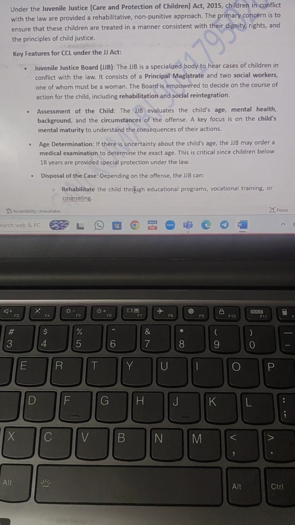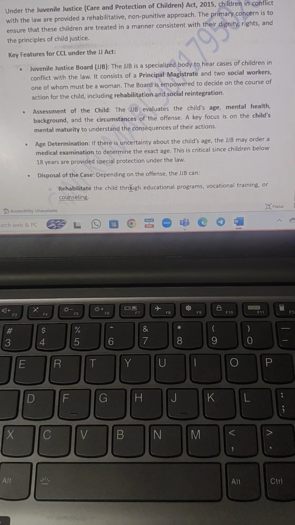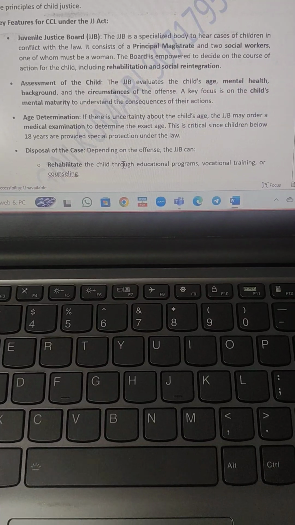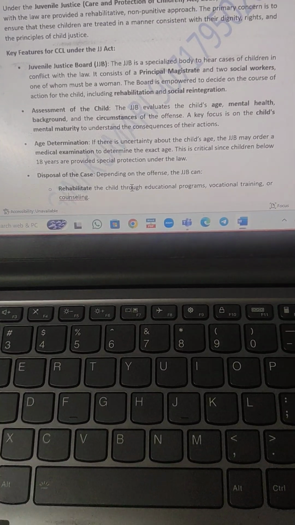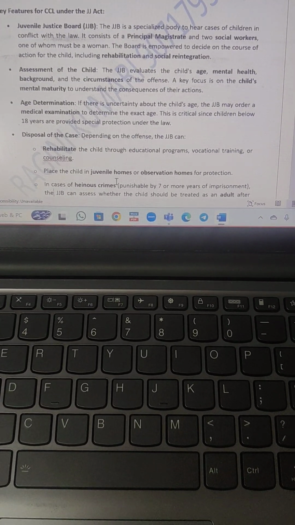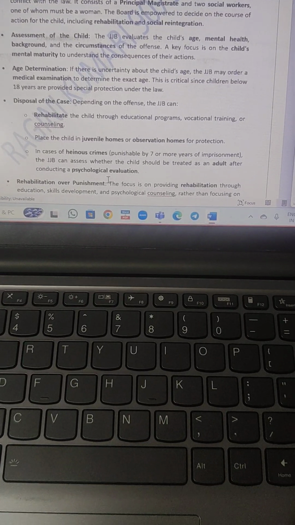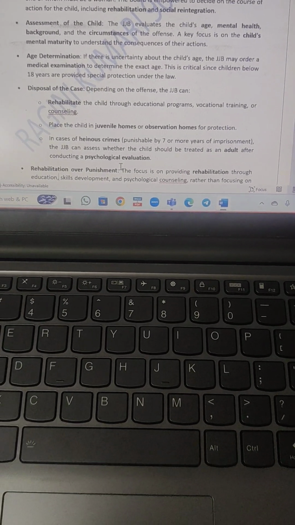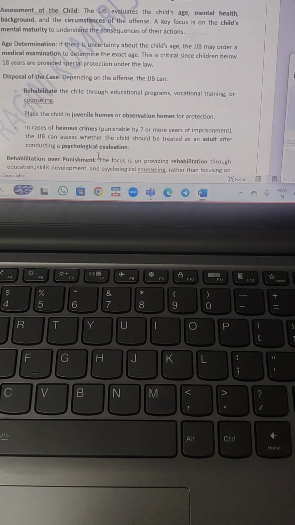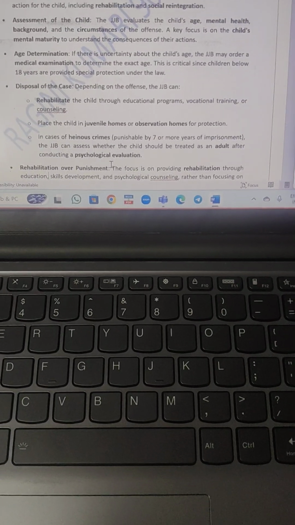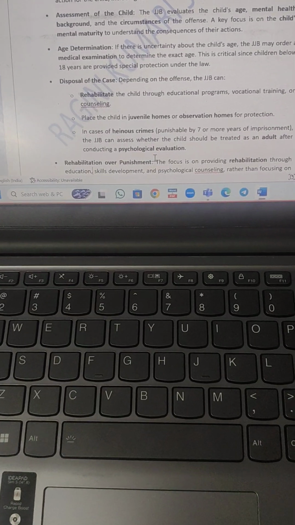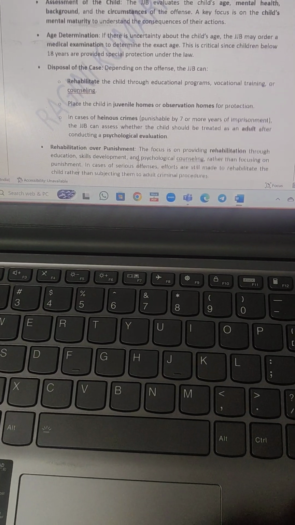So this is very crucial, since children below the age of 18 years are provided special care and protection under the law. Only persons below the age of 18 years will be considered as a child, and they will be kept in juvenile homes. Now, disposal of cases. Depending upon the offence, the JJ Board will rehabilitate the child through educational programs, vocational training and counseling, or place the child in juvenile homes or observation homes for protection. In case of heinous crimes, for example, if the punishment is 7 or more years, the JJ Board can assess whether the child should be treated as an adult or as a child.